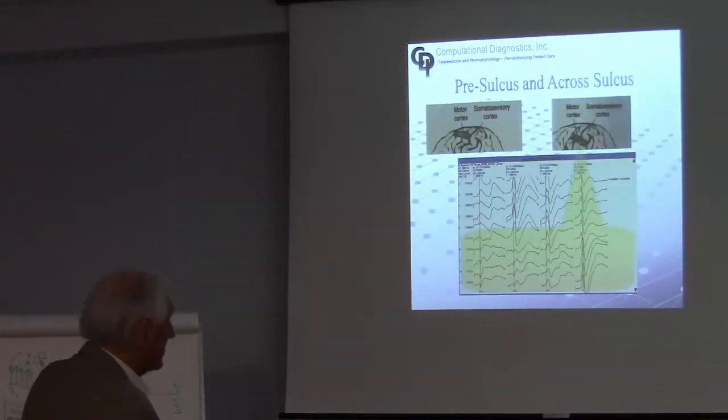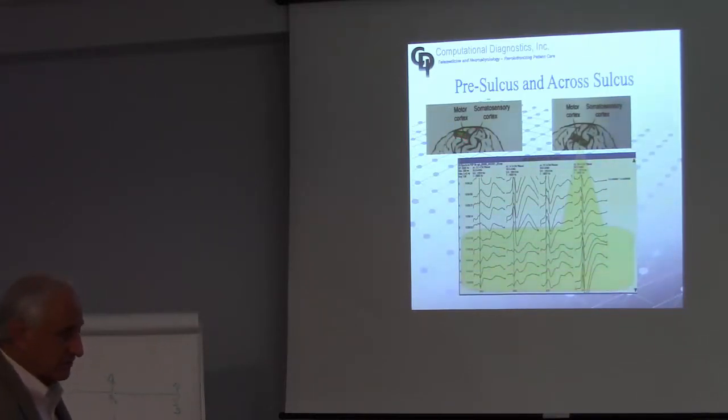So this is just another example. Pre-sulcus and across the sulcus. So motor cortex, we're anterior to, and actually I don't like to use the words, let me just step back and make a comment. I don't like to say motor cortex and sensory cortex. I like to say anterior to the central sulcus and posterior to the central sulcus. It's a subtle difference in meaning, but it's important in terms of understanding what structures you may get into.